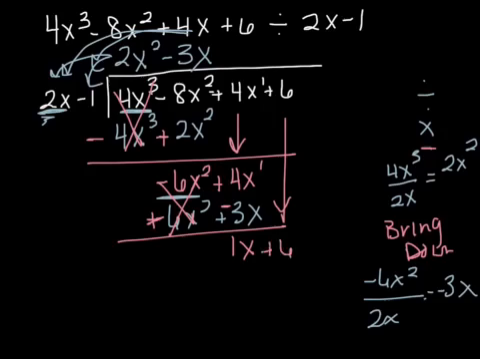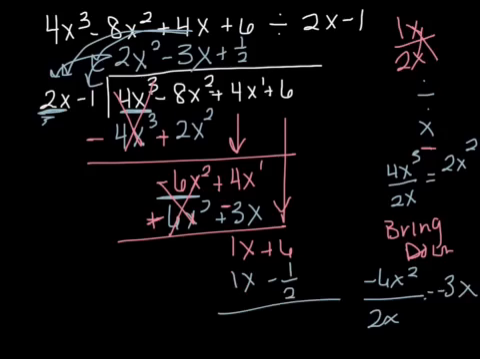So I'm going to divide. 1x divided by 2x gives me 1/2, so we'll put plus 1/2. I'll multiply. 1/2 times 2x is 1x minus 1/2. I'll subtract, and I'm left with 6 1/2. There's my remainder.